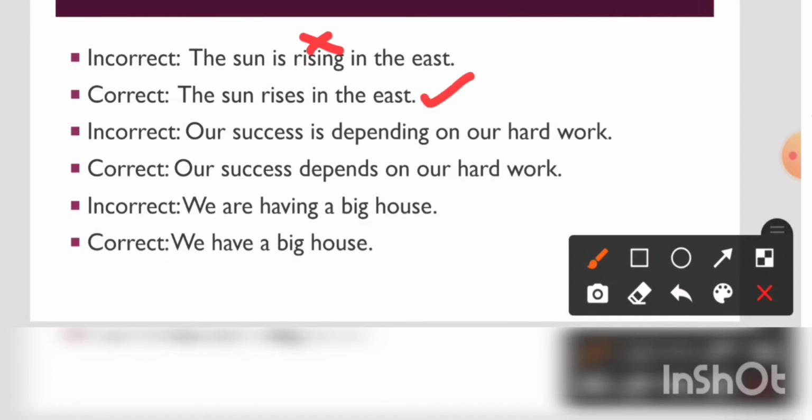Our success is depending on our hard work. General truth. We believe in hard work. Hard work is the key to success. So our success depends is correct. Is depending is wrong. We are having a big house. Have shows possession. And when it shows possession, it can't be used in continuous form. So we use have, that is correct.